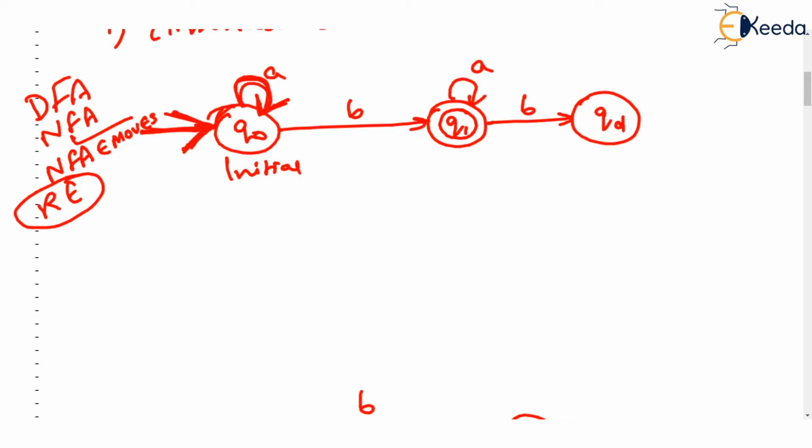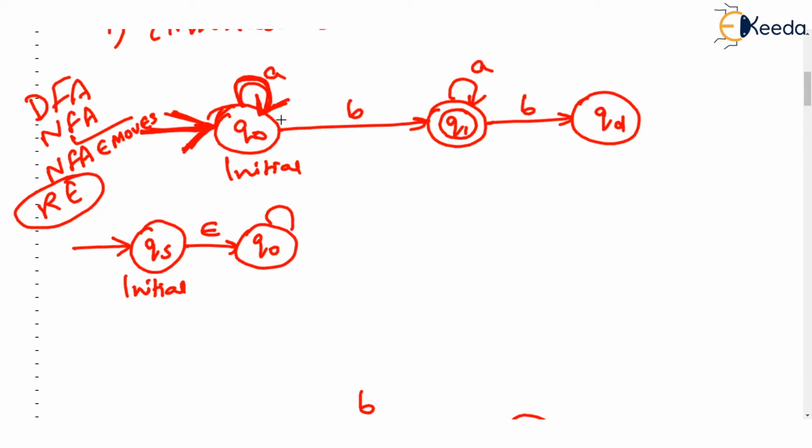So if the initial state has an incoming transition, then we should add a new state. Let's call it QS, the new initial state. This becomes the new initial state and we join it to the existing initial state. Now Q0 is no more the initial state. We label this with an epsilon transition, as we do not have any character or letter to show on this transition. But the rest will remain the same. All other transitions will remain the same.